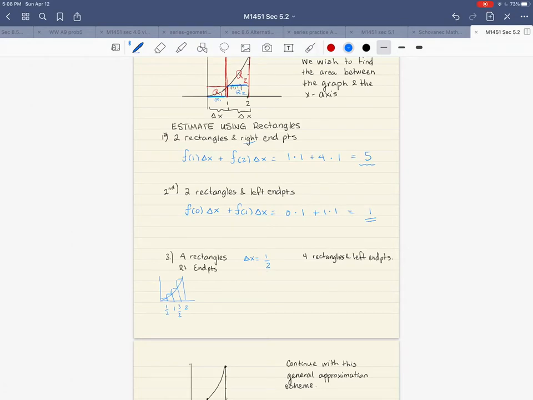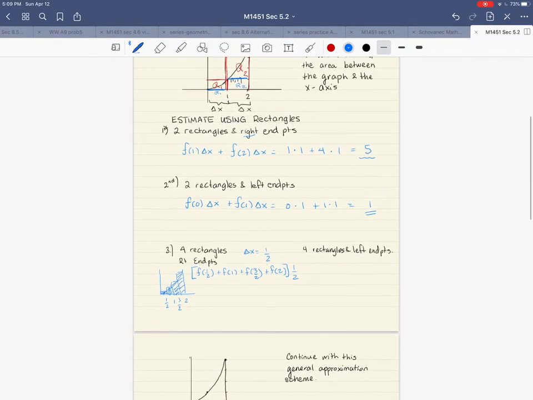Okay, so the idea is delta x is a half. The right endpoints will be at f of a half. I'm going to factor out the delta x. So I'm going to have f of 1/2 for rectangle 1 right here, f of 1 for rectangle 2 to be the height, then f of 3 halves, and then f of 2. All of that multiplied by that common factor of delta x.